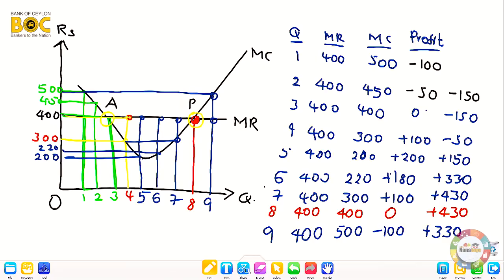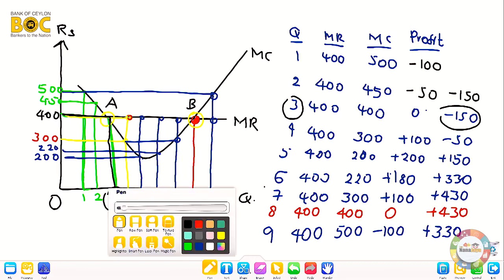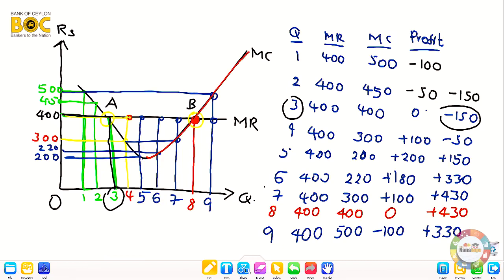But both points are not identified as profit maximizing outputs. At this output, which is 3 units, you can see what happens. The losses of the firm are maximized, not profits, right? Therefore the profit maximizing condition is where the marginal revenue is equal to the marginal cost at the increasing stage of marginal cost. That respective output only is identified as the profit maximizing output of the firm.